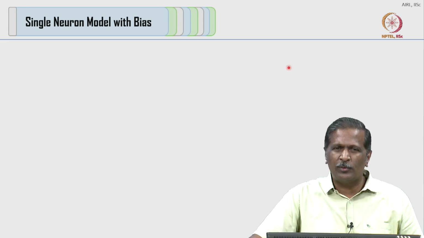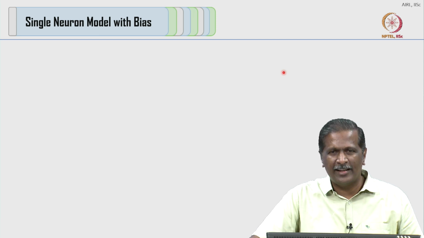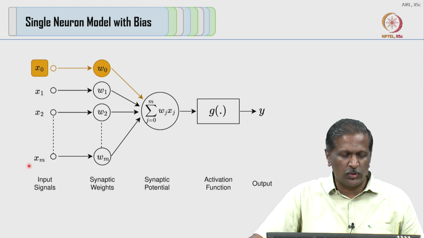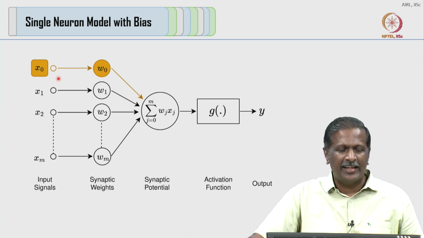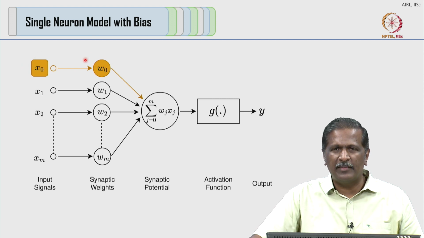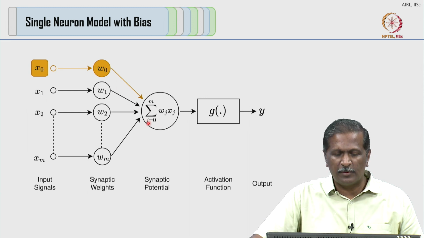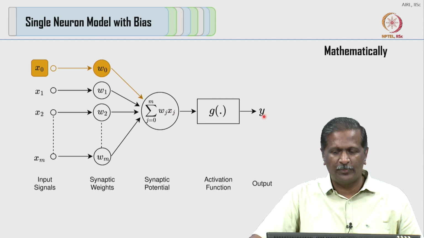We will discuss what bias is and why bias is needed in the subsequent slides, but let us try to understand. X1, X2, Xm are the signals coming from different dendrites. X0 is the bias signal, passing through a synaptic weight called W0. So I am changing my synaptic potential to go from j equal to 0 to m Wj Xj, and it is passed through the activation function to give an output.